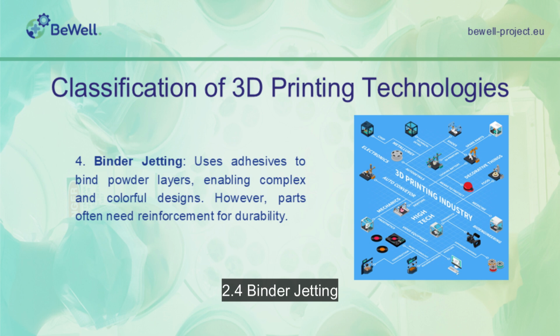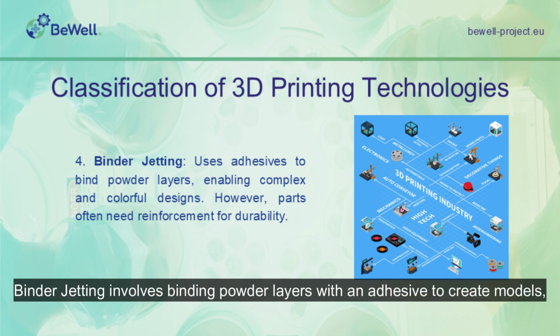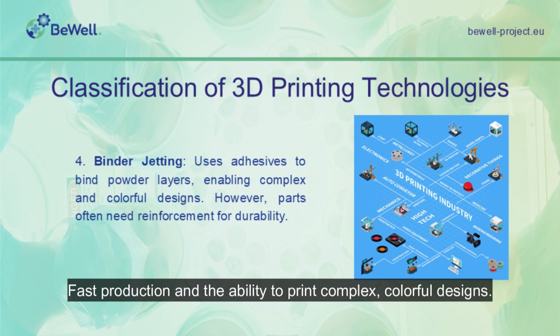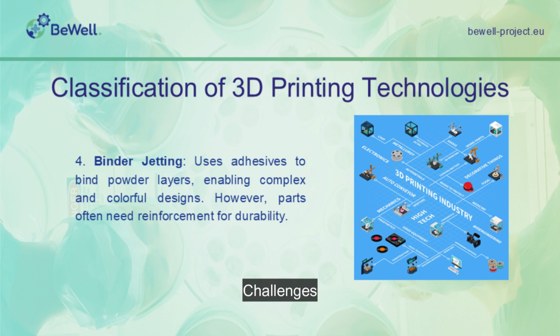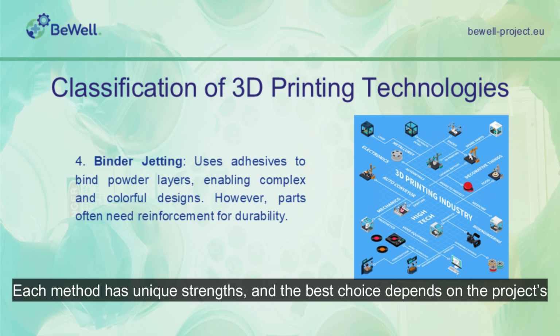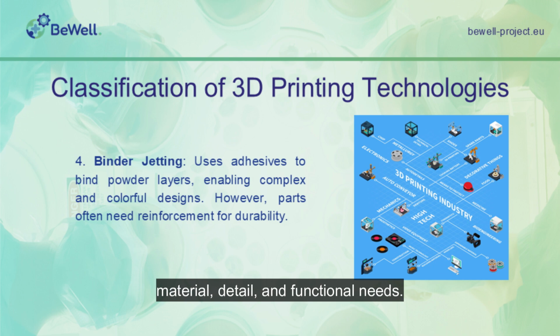2.4 Binder jetting. Binder jetting involves binding powder layers with an adhesive to create models, often in full color. Benefits: fast production and the ability to print complex, colorful designs. Challenges: parts may require reinforcement for strength. Each method has unique strengths, and the best choice depends on the project's material, detail, and functional needs.